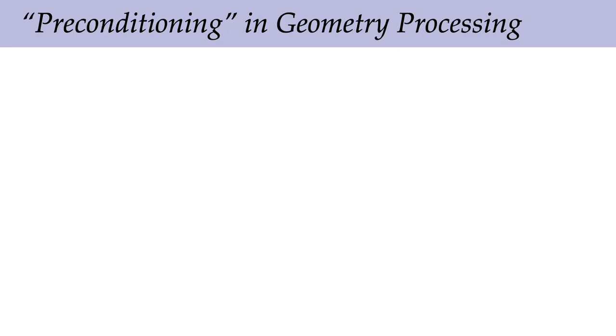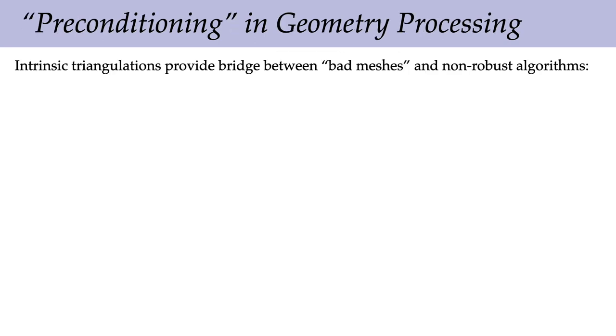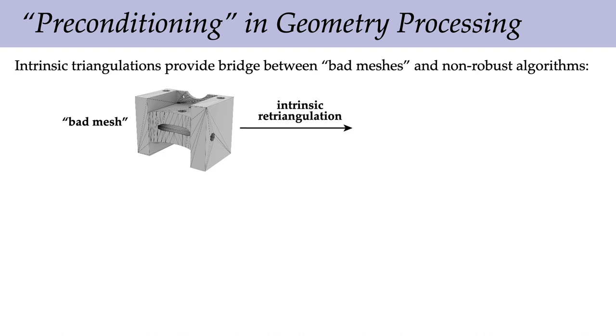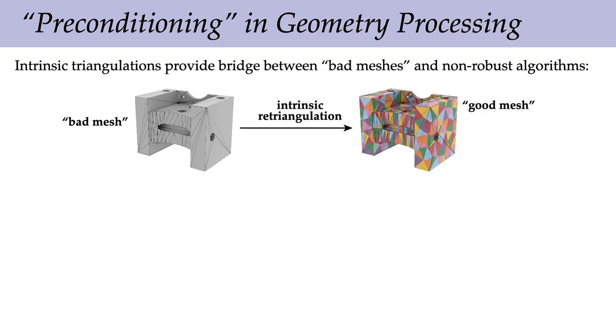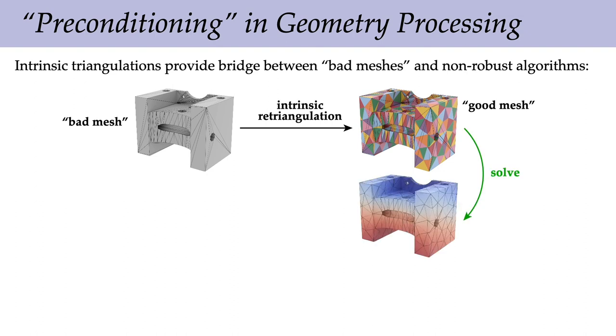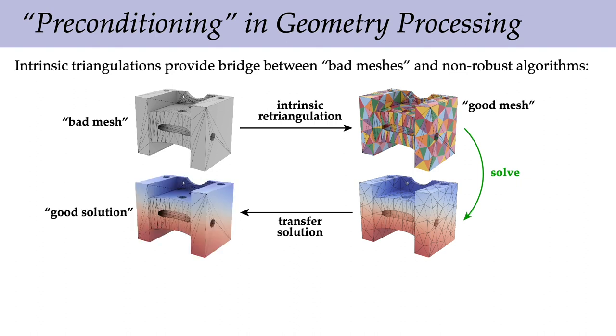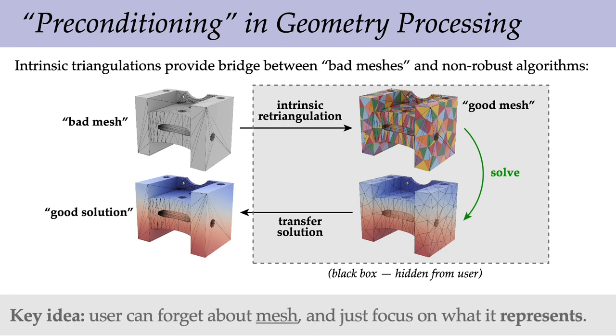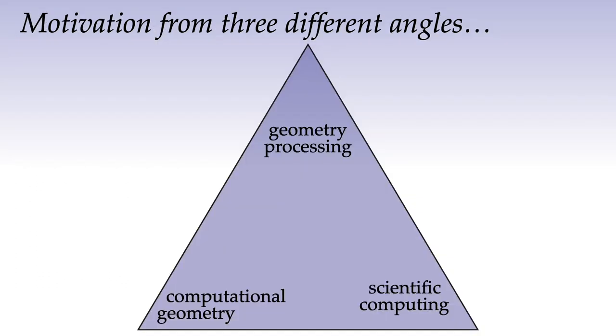Well, that's exactly what the intrinsic perspective helps us do with geometry. We can take a bad mesh, come up with a much nicer intrinsic triangulation, run an existing algorithm that's maybe not so robust, and then transfer the solution in one way or another back to the input mesh, okay? So again, the idea is that you want to just be able to focus on the geometry, on the shape, rather than struggling with mesh defects and so forth, okay? Again, we can hide this all from the user. So hopefully that helps set the stage a little bit.